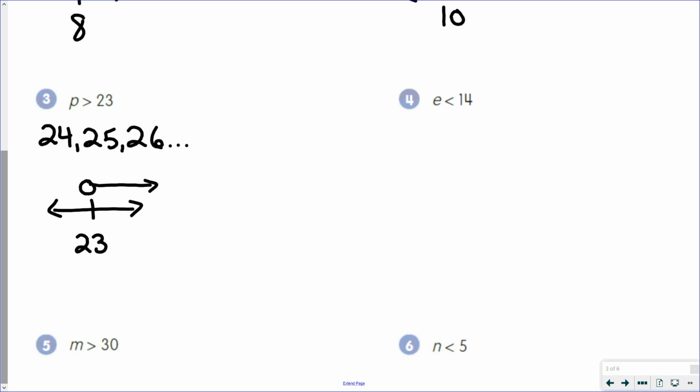So for number 4, e is less than 14, so 13, 12, 11, anything less than that. Again, you can be using fractions and decimals, that is your choice. But again, it is usually easier just to use the whole numbers. In our number line, we put 14. We put an open circle, and we go to the left.